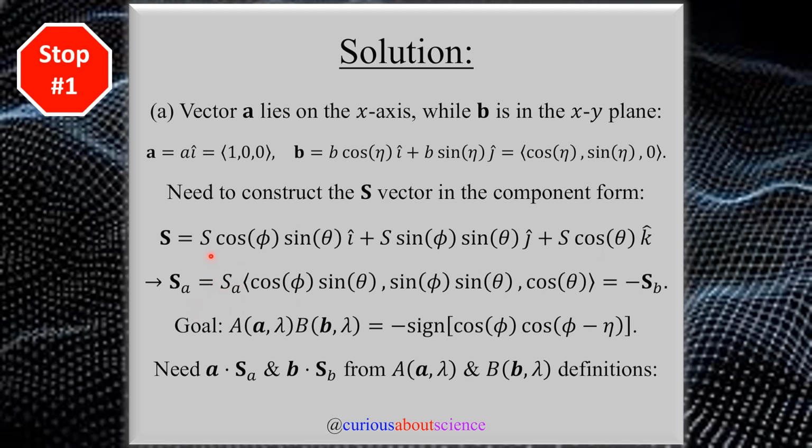That being said, we can factor out all the S's from every component. And then we know that the spin B is negative S_B, so we're fine. We get the same thing. So now the goal all along was to prove that the product of these hidden variable quantities, which are the signs of the hidden variables on their vector components, is negative sign of cosine phi times cosine phi minus eta. Okay, so in order to address these products, we need the dot product of A and S_B, and B and S_B, from the A and B local variable definitions. So let's get to chugging that out.